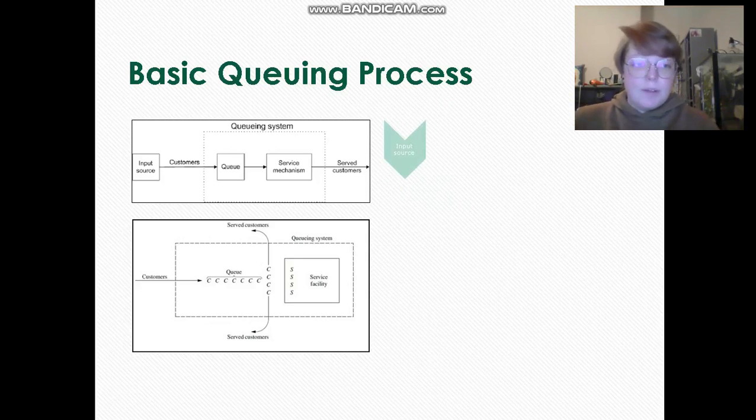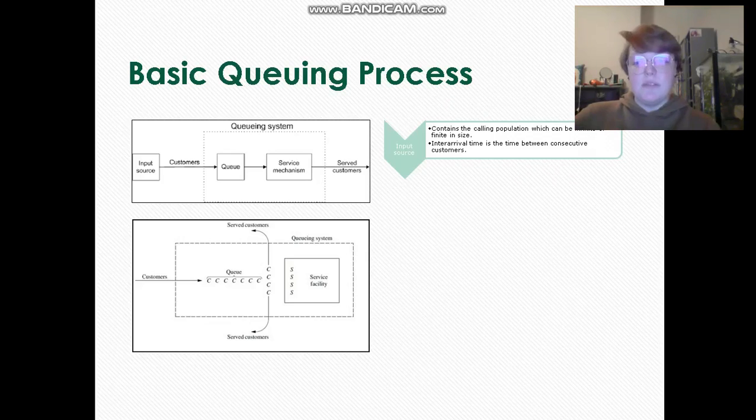Beginning with our input source, this is where we receive our customers from. It contains the calling population, and the calling population is basically the total amount of people that we can bring into the system. This can be of infinite or finite size. Another thing to note about the input source and calling population is that there's something called an inter-arrival time. This is just the time that occurs between each consecutive customer. From the time that one person arrives to the time that the next consecutive person arrives, that's going to be the inter-arrival time.